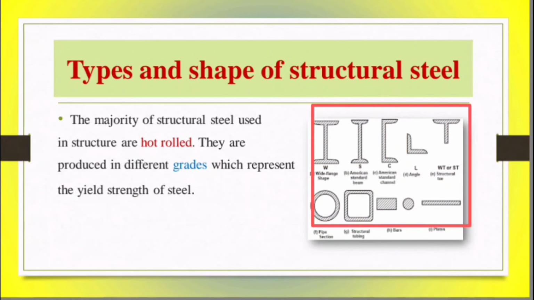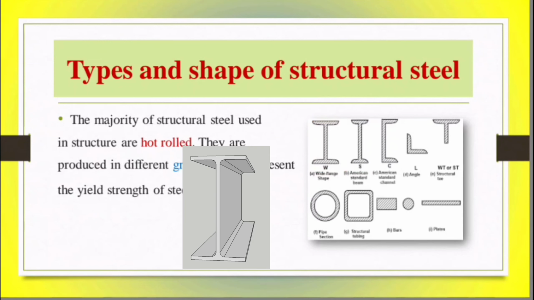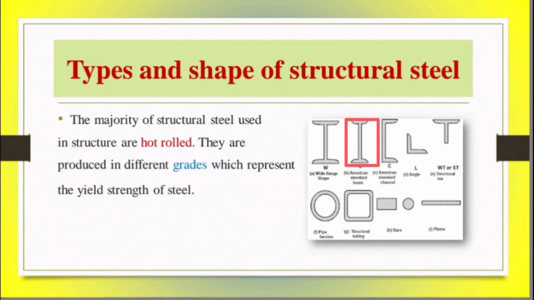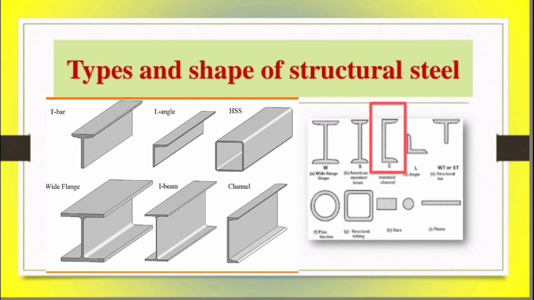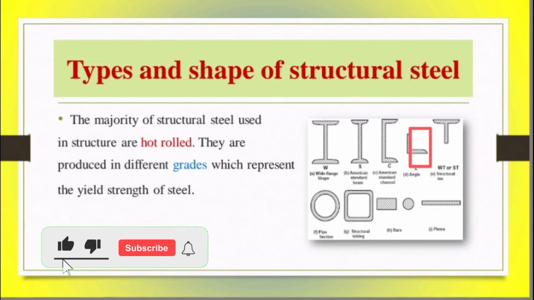So these are the shapes of structural steel. Number 1 is the W section, also called I section. The second one is the American standard I section, where we provide a fillet or slope in this area. The third one is the C section or channel section, and this one is the angle, T section, hollow circle, hollow square, and this is the rectangular bar and fillet section. These are the shapes of structural steel. We will understand each one by one in the next slides.